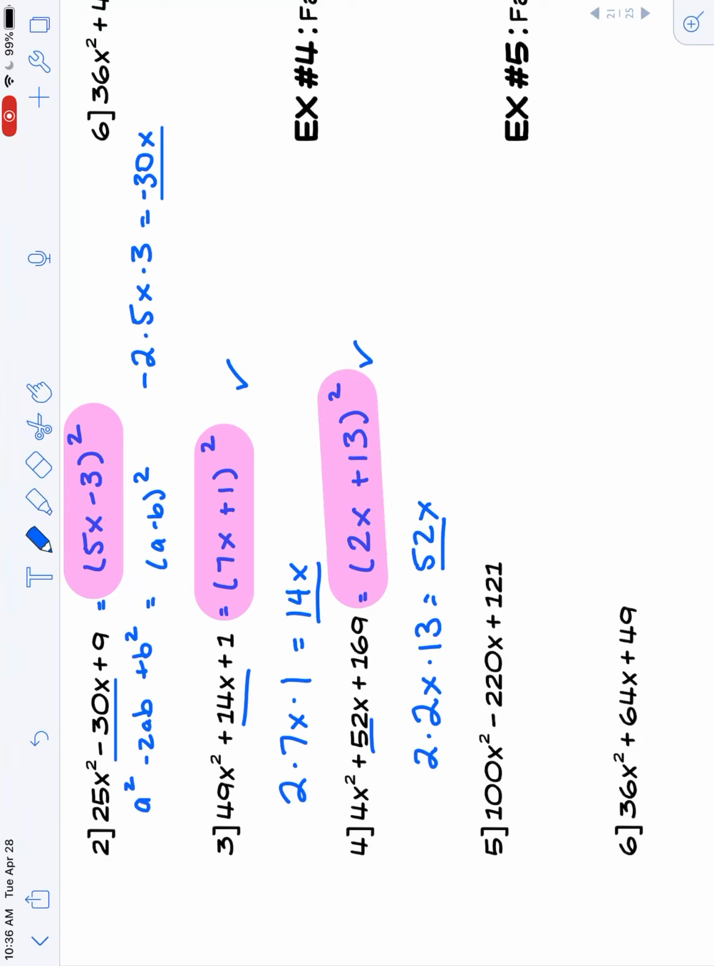Okay, 2 more. Square root of 100x squared is 10x. Minus square root of 121 is 11. Does this work? Check the middle. Negative 2 times a times b. That equals negative 220x. These match up.